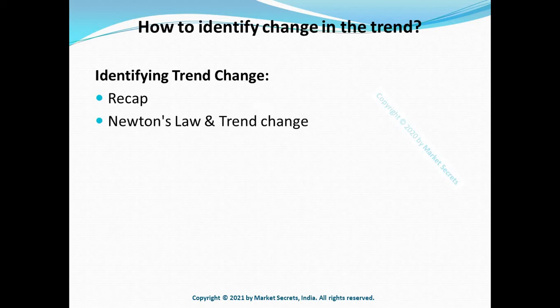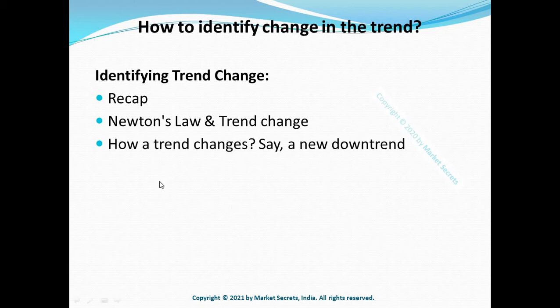Newton's first law of motion states that every object in a state of uniform motion tends to remain in that state of motion unless an external force is applied to it. It is pretty simple. A trend in any given time frame will continue in the same direction unless an external force, in our case a bigger time frame or an extremely newsworthy event, is applied to it. So a trend change in any given time frame usually happens when a bigger time frame gains control or some extreme newsworthy event happens. So let's take this a step further and see how a trend changes.